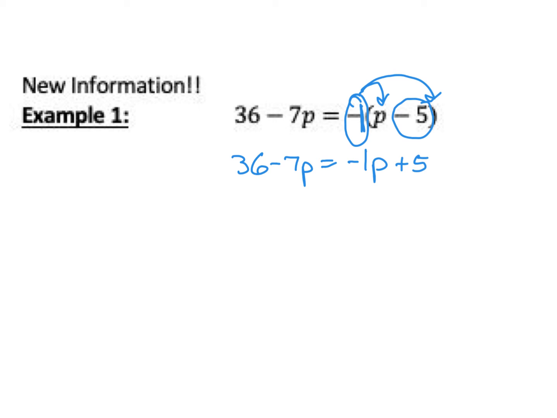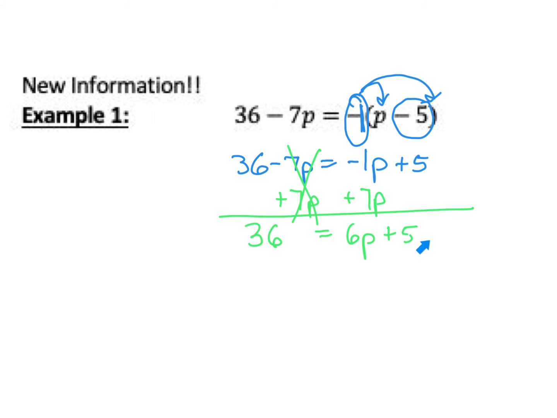So now we want to move our p's to be the same side. So I'm going to add 7p to both sides. We're going to have 36, and positive 7p and negative 7p make it 0. We have negative 1 plus 7 is 6p, and then plus 5. Again, we're going to pull from the crowded side. So that's a positive 5, so we are going to put a negative 5 with it.